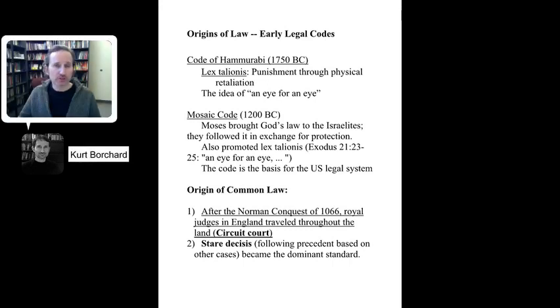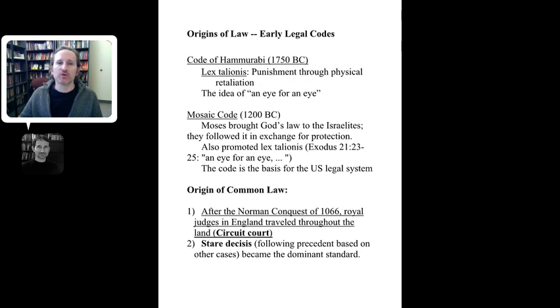A criminology course also needs to consider where law comes from. And the origins of law are rooted in very early legal codes. And we've got some ideas here about two early codes that I'll go into briefly. The Code of Hammurabi goes back to 1750 BC or BCE, some people call it before Common Era. So we're talking roughly around 3,750 years ago, right? That's a long time.